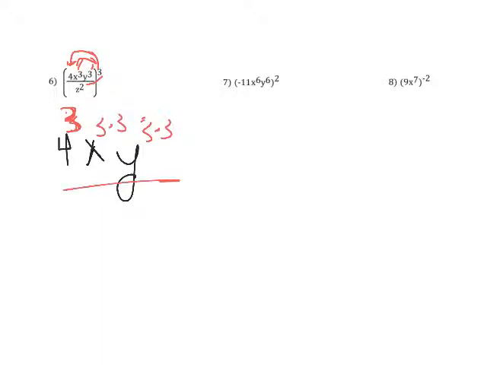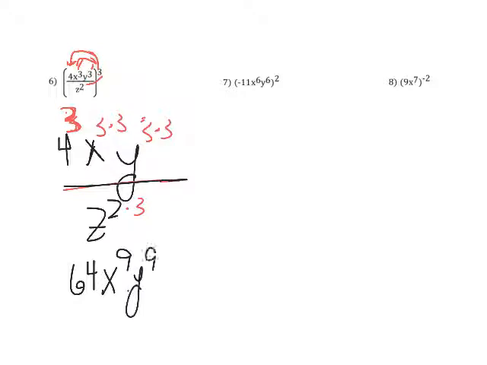So then we have this. Oops, that should be, there we go. And then you have z squared, and you are raising that to the exponent, so it is z to the second times 3. All right, so 2 times 3. So when we do this, 4 to the third power is actually 64, right? So 64, this is x to the 9th, y to the 9th over z to the 6th power.